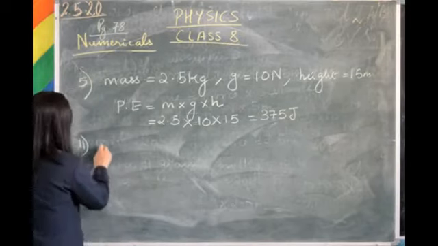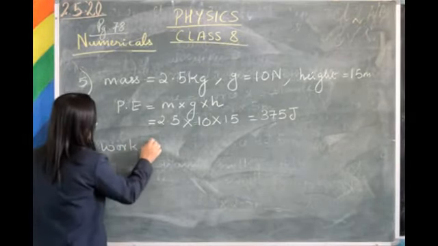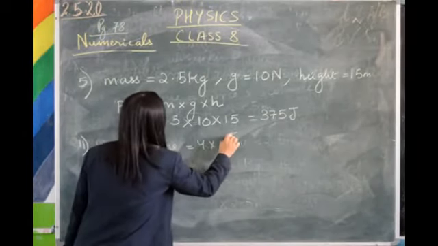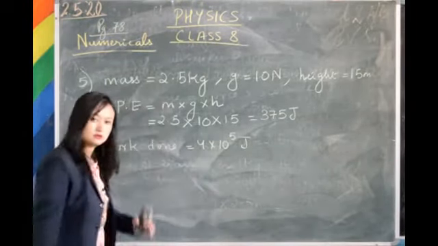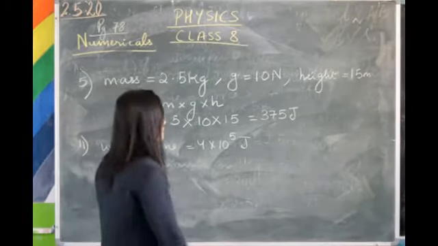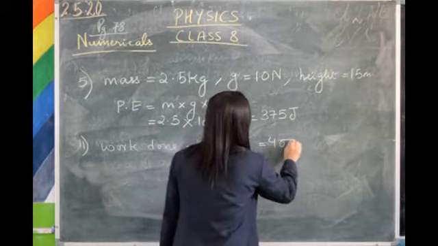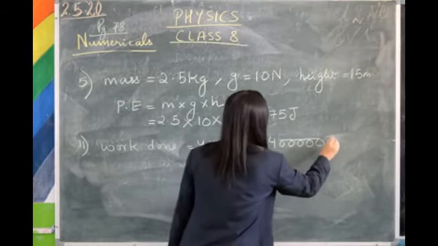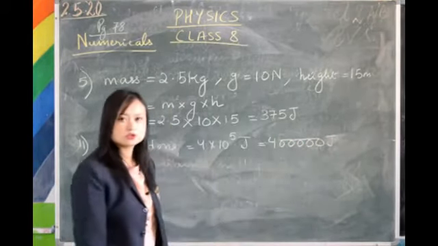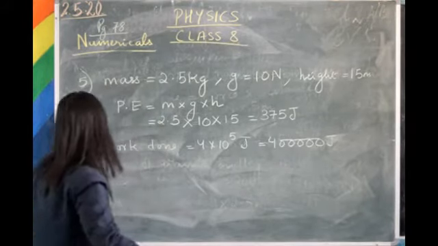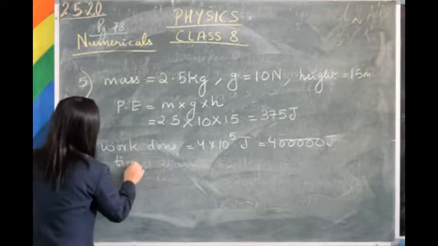So how much work has been done over here? The work done here is 4 into 10 to the power 5 joule. Okay, 4 into 10 to the power 5 joule, which means 4 followed by how many zeros? 5, which is 4 lakh joule. And time given here is 10 seconds.